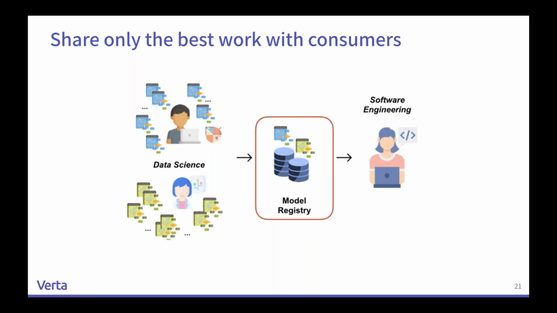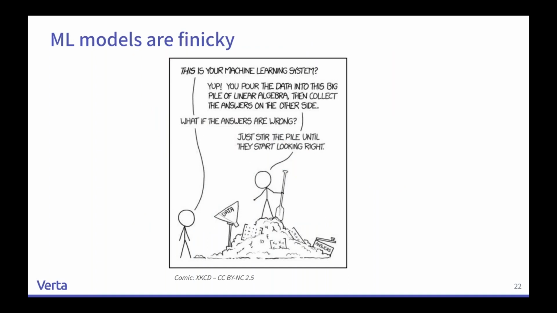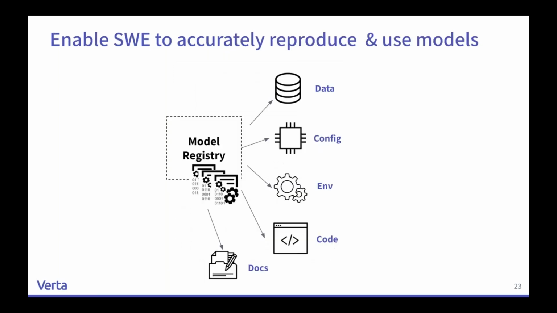So that's the first thing that a model registry is going to get you. The second one is related. Most ML models are rather finicky. If you wanted to retrain the model, then unless you had all of the following, which is what was the training data, what was the configuration, what was the set of libraries, and what was the code, it's going to be impossible for a software engineer to accurately reproduce your work.